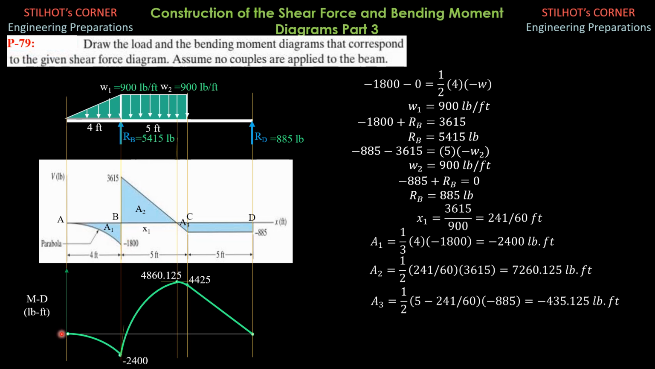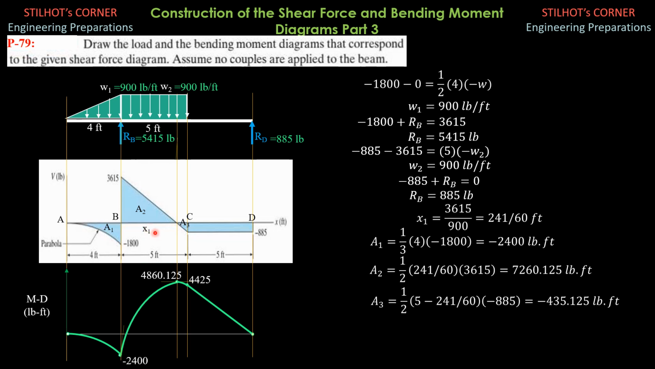In other words, the slope of the tangent to the moment curve goes from 0 to negative 1800. So this curve has a negative increasing slope, because from 0 it is increasing negatively until the slope is negative 1800. So that's the negative increasing slope. That's negative 2400.